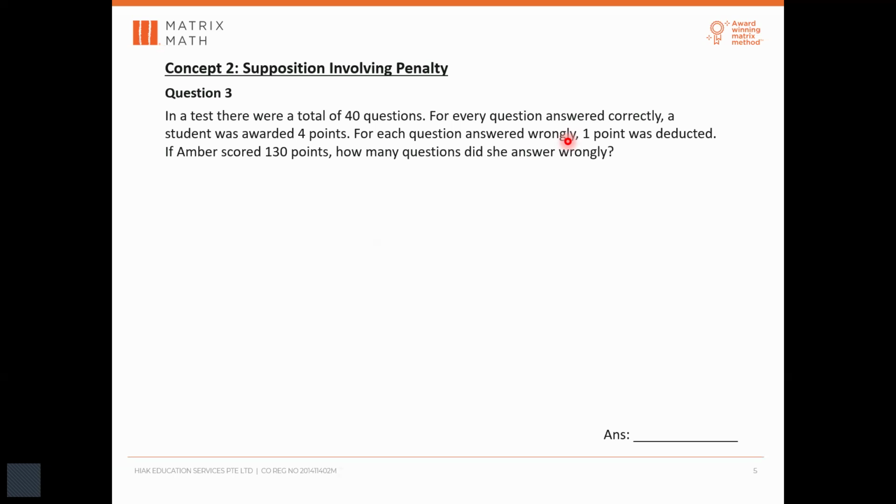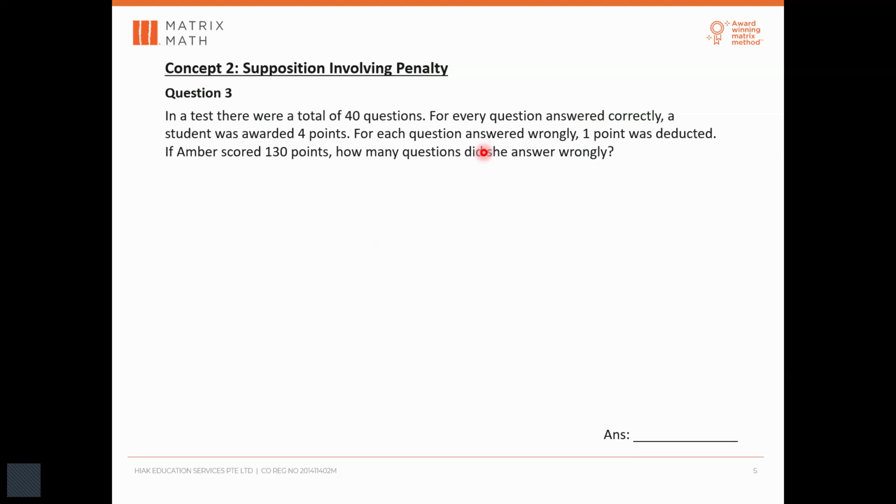Earlier on I said if it's a supposition question, if they ask for cars, you start with motorbikes, right? This one is a slightly different application. You don't always do the opposite. If they ask for the number of questions she answered wrongly or correctly, it doesn't matter what they ask. You always start off with the one that gives you the points. So in this case, you start off with all correct.